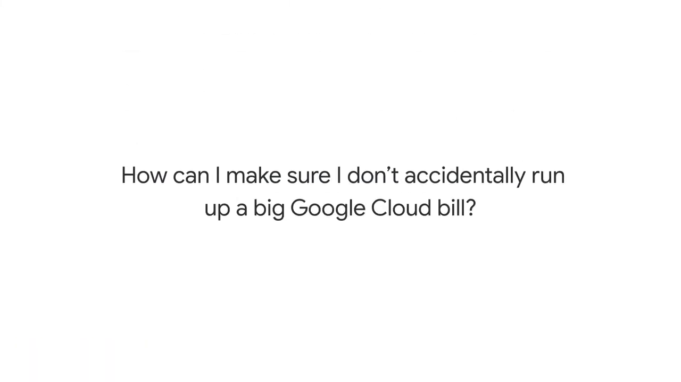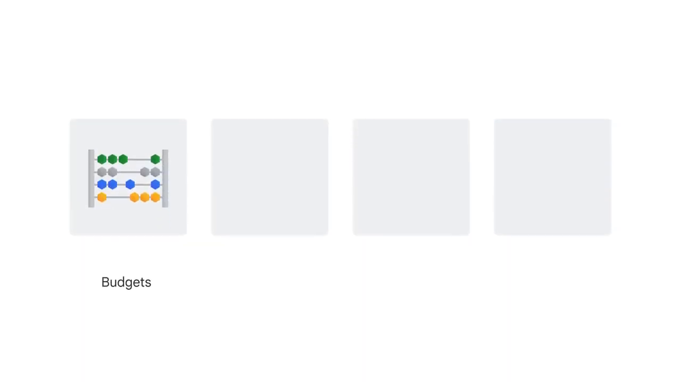Now, you're probably thinking, how can I make sure I don't accidentally run up a big Google Cloud bill? We provide a few tools to help. You can define budgets at the billing account level or at the project level. A budget can be a fixed limit, or it can be tied to another metric. For example, a percentage of the previous month's spend.